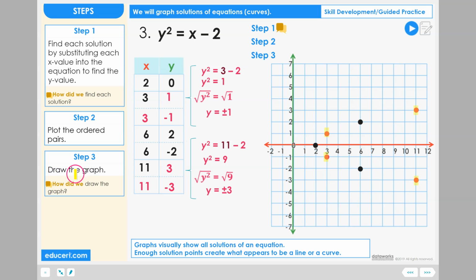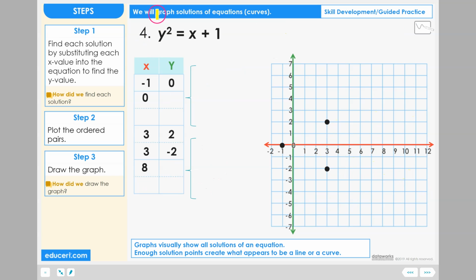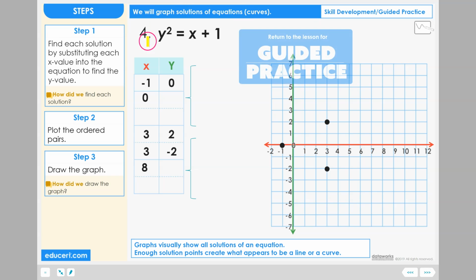Step 3. Draw the graph. Let's start to draw the curve, starting from one solution that crosses through the other solutions. How did we draw the graph? We drew the graph by starting from one solution and followed the curve going through the other solutions of the equation. You are now ready to graph the solutions of the equation in number 4.